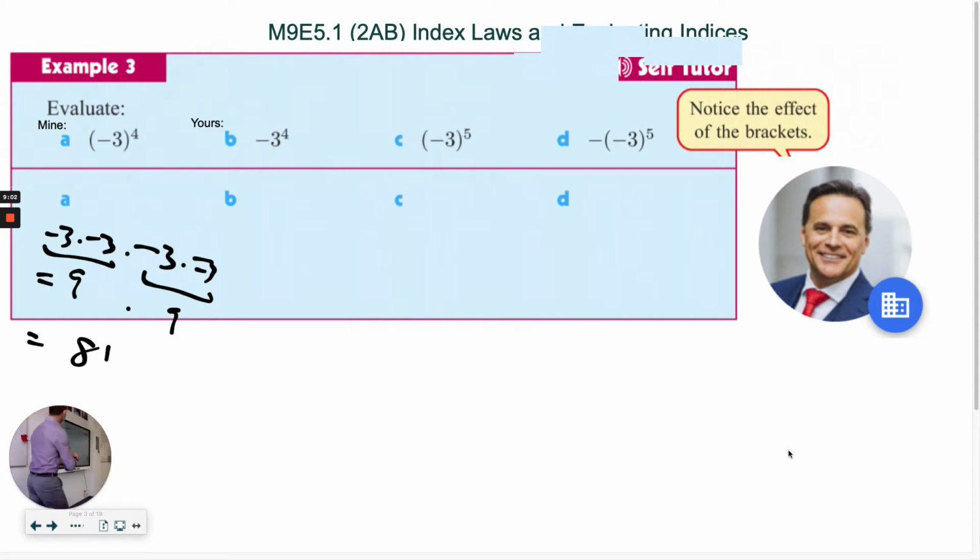What does that say? Is that 3 to the 5 or 3 to the 3? 3 to the 5? What different parentheses around?